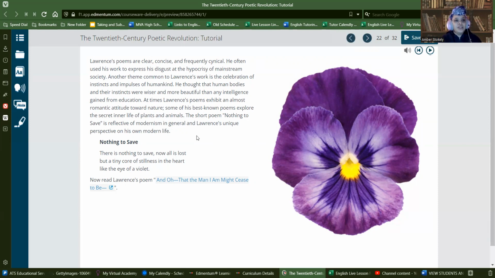So this poem is called Nothing to Save. There is nothing to save. Now all is lost, but a tiny core of stillness in the heart like the eye of a violet.